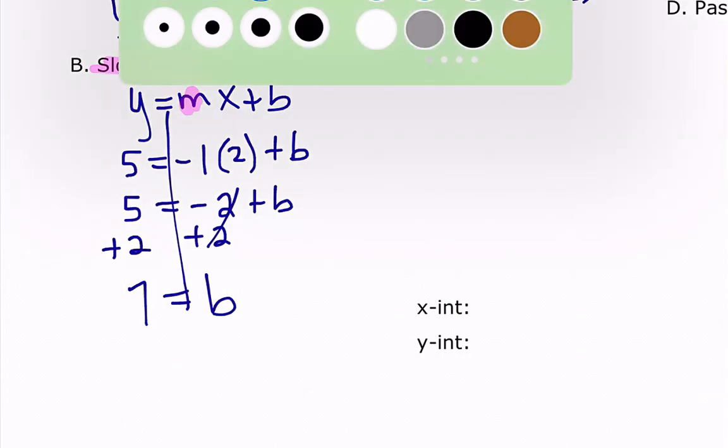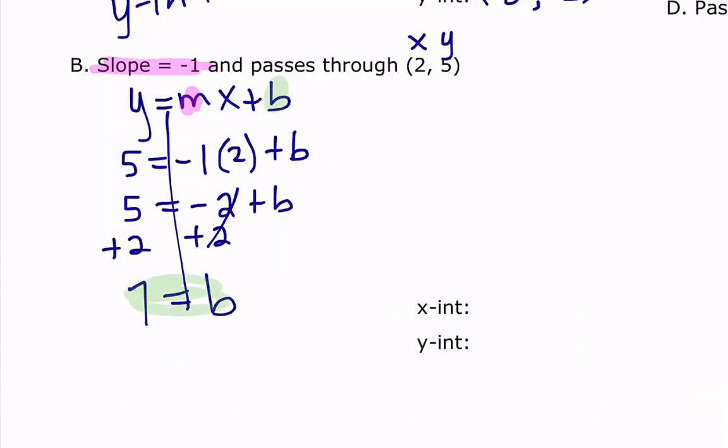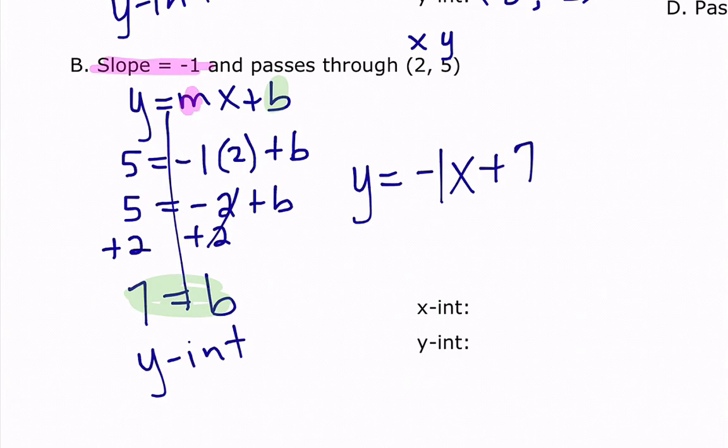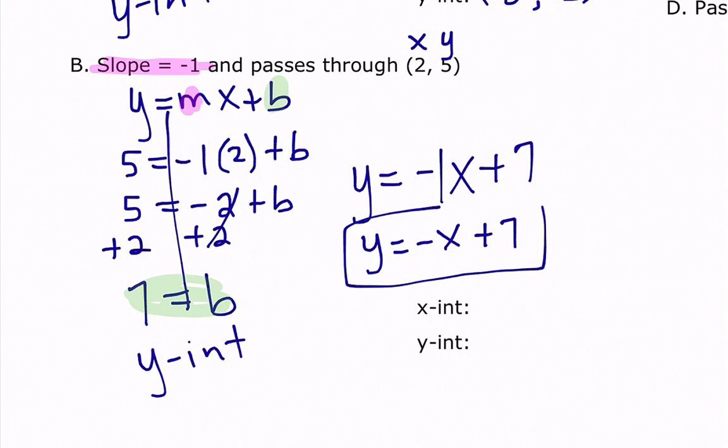Okay, so we just found b. That is our y-intercept. So let's write our equation. Y equals, our m we were told is -1, so mx, plus our b is a positive 7. So you can write your equation that way, but remember, -1x is the same as -x. So if you like that -1 to be left there, that's fine, as long as you understand that -1x is exactly the same as -x.